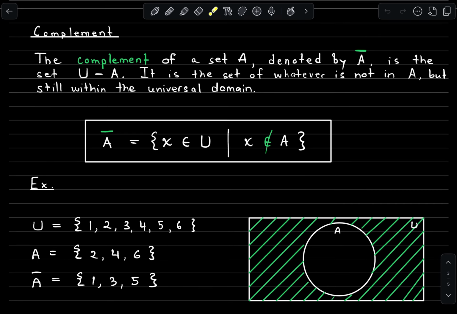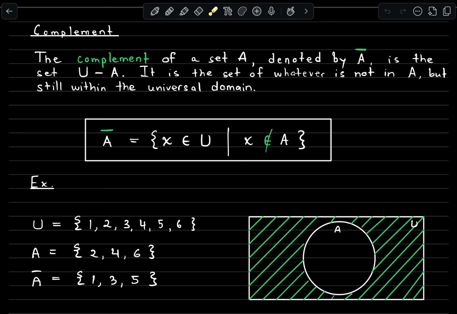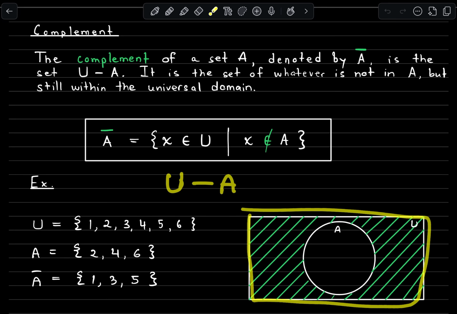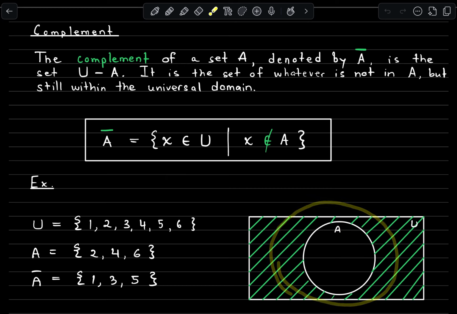Then we've got the complement. So the complement is really just your set theory equivalent of the negation. The complement of a set A, denoted by A with this little dash over it, is the set U minus A. So another way of thinking about it is this is the difference between the universal set, your entire rectangle, and then cut out whatever was in A. It's everything else. It's everything outside of that. It is the set of whatever is not in A, but still within the universal domain.